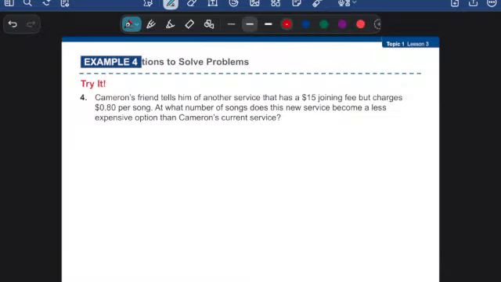All right, Cameron's friend tells him of another service that has a $15 joining fee, but charges 80 cents per song. So even cheaper per song, but a higher joining fee. At what number of songs does this new service become less expensive than his current service? Okay, so we're using his current service again, which is 95 cents per song. We're going to look at the break-even point. Where are they equal? Because then if we go more than this break-even point, the new plan would be cheaper. Okay, so the new service then would be 80 cents per song plus 15.